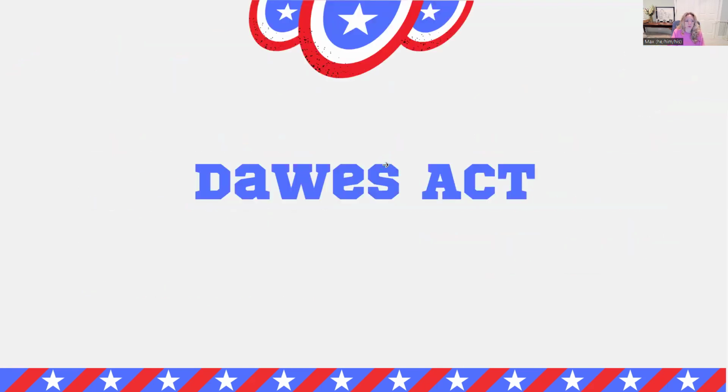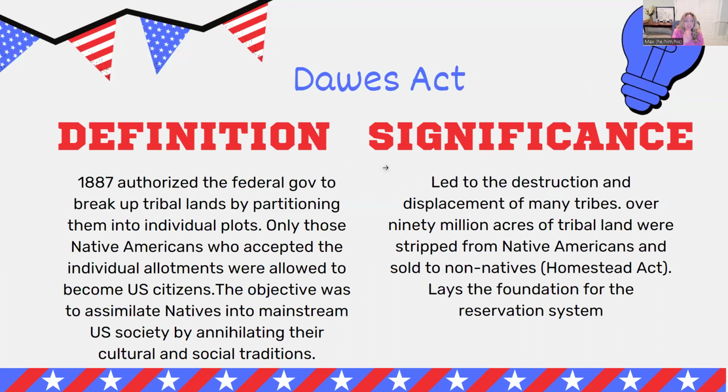Dawes Act. So we kind of briefly mentioned that before. So in 1887, this authorized the federal government to break up tribal lands by partitioning them into individual plots. Only those Native Americans who accepted the individual allotments were allowed to become U.S. citizens. The objective was to assimilate natives into mainstream U.S. society by annihilating, I was like alienating, but still their culture and their social traditions. I guess either word kind of works.